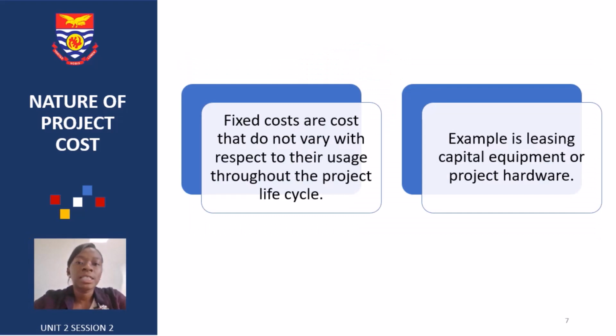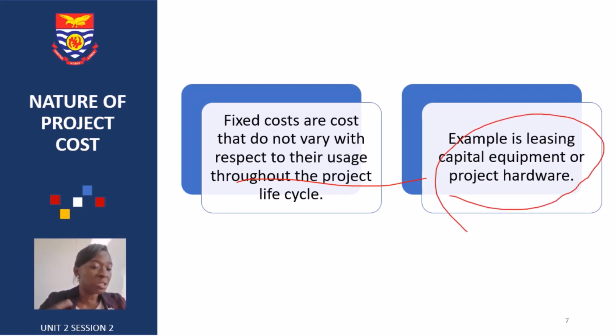Other costs associated with your project are fixed cost and variable cost. Fixed costs are costs that do not change with respect to their usage throughout the period of the project life cycle. An example is leasing capital equipment or project hardware. These are costs that would not change. If you go for a lease, which is like 200 cedis every month for a year or something, that is the price. It's not going to change.